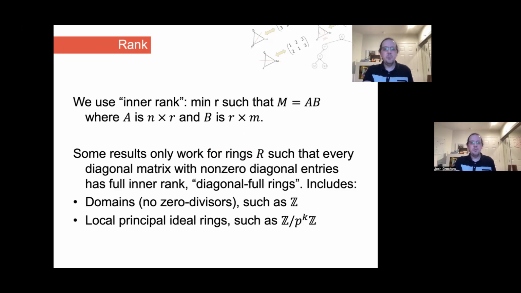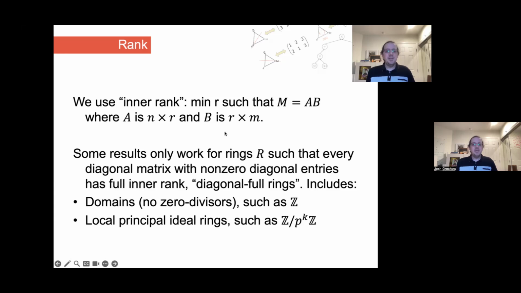So for rank, we use one of the classical notions of rank, which is called inner rank, and it's this classification. So a matrix M has inner rank R if R is the minimum such that you can factor M as the product of two matrices A and B, where A is an N by R matrix and B is an R by M matrix. So over a field, this agrees with our usual notions of rank. Over other rings, as I said, the various different notions of rank can be different, and this is the one that we choose to work with that seems to work out for a lot of our results.